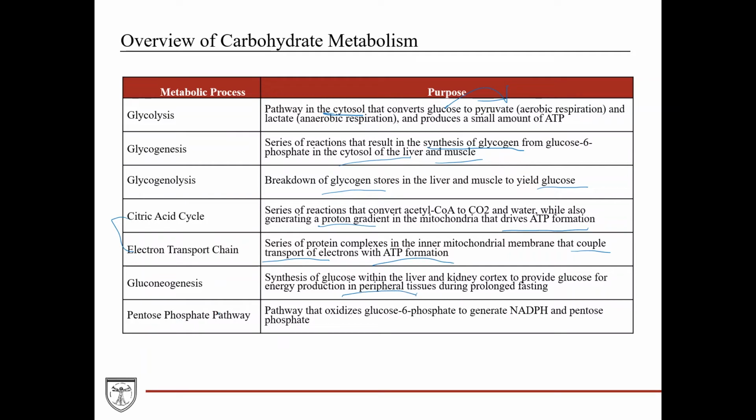Lastly, the pentose phosphate pathway. Didn't really talk about this much. This is one of the lower yield pathways, but again, we have a nice small lecture dedicated to this as well. This is a pathway that oxidizes glucose 6-phosphate to generate NADPH and pentose phosphate. Really important in red blood cells, and again, we'll go over that in that respective lecture.